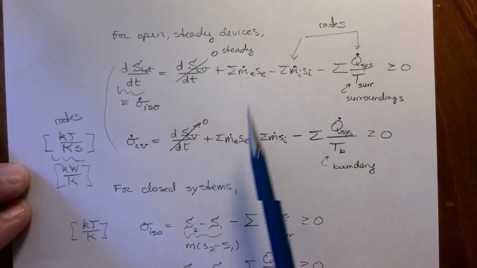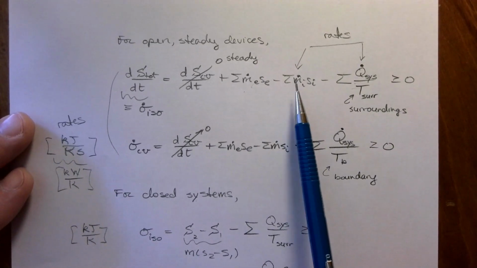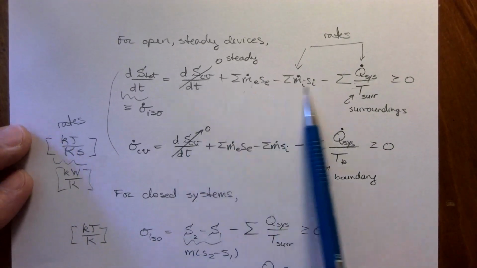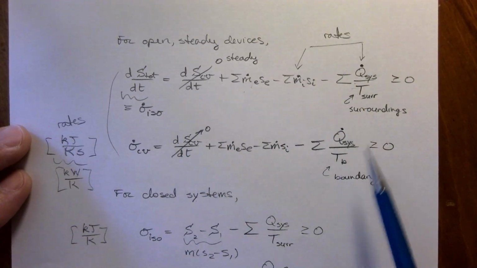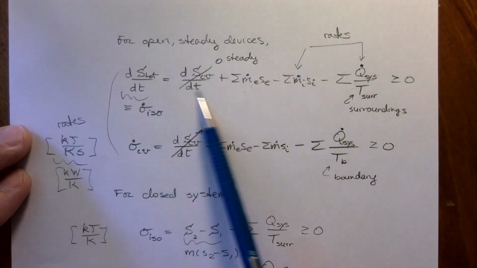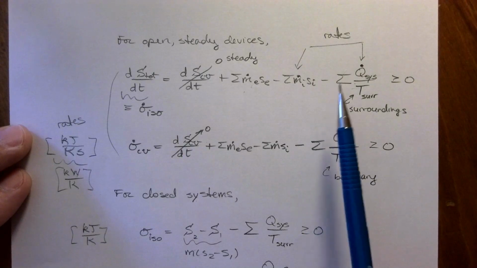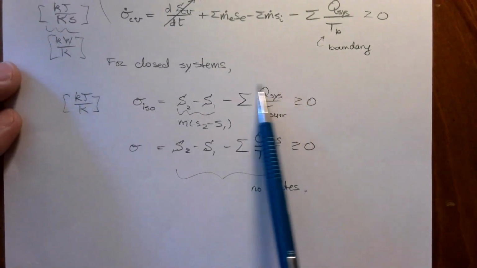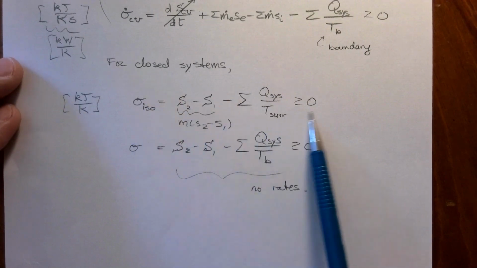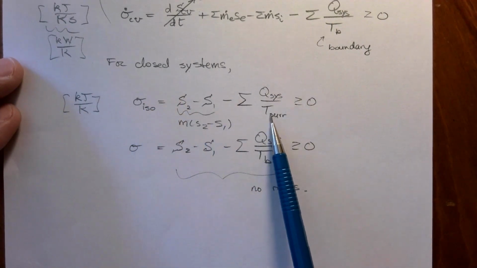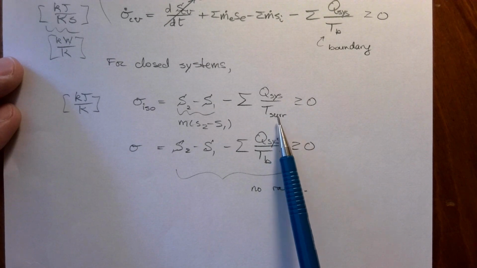But you'll start with one of these two. I'm going to give you the temperature of the surroundings, since I don't like doing the boundary temperature. I'll go ahead and tell you, you'll start with this one if it's an open steady situation. If it's a closed system, then you'll use this one, sigma isolated. I'll give you the temperature of the surroundings again.